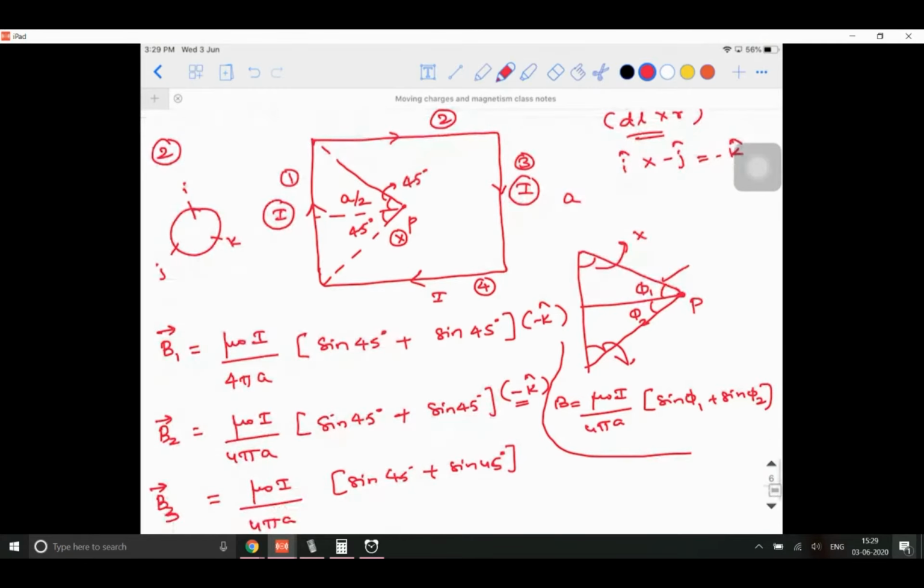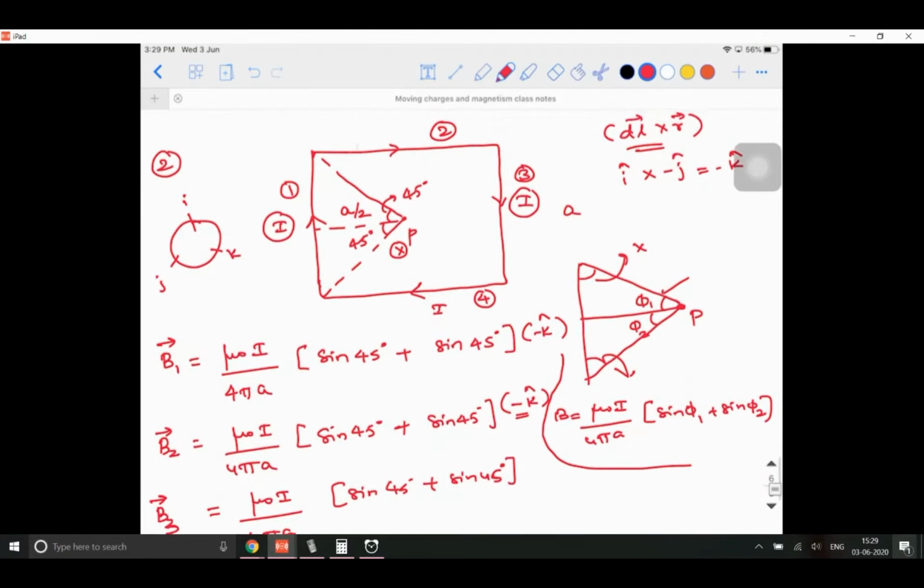Cap, sir. It is still minus k cap. Let me explain the reason for it. Because I told you the only thing to be remembered is dl cross r. So with respect to the third conductor, what is the direction of dl? It is minus j cap. What is the direction of the r vector for this? The r vector is in the leftward direction, from the current carrying conductor to the point P.